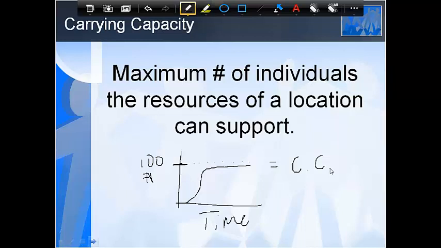There's not enough food, maybe there are too many predators, there are things that it starts to run out of, some of those limiting resources, so that if it gets any higher than that, organisms start to die faster than they're born. So the carrying capacity is that top level of organisms that the environment can support.